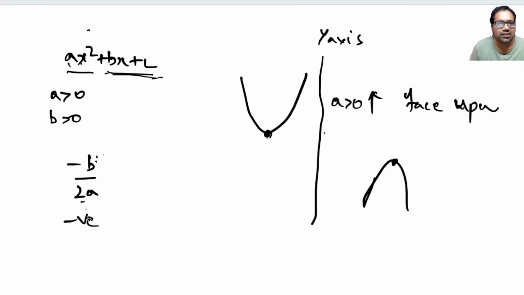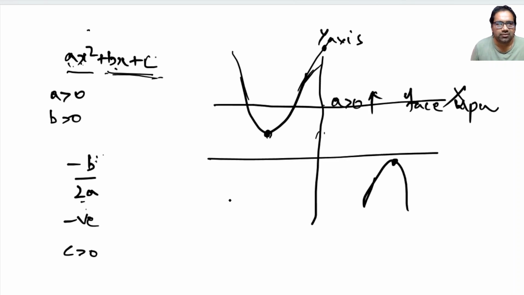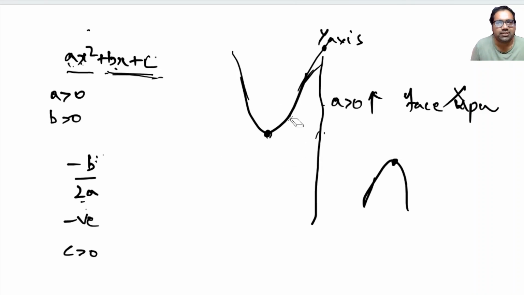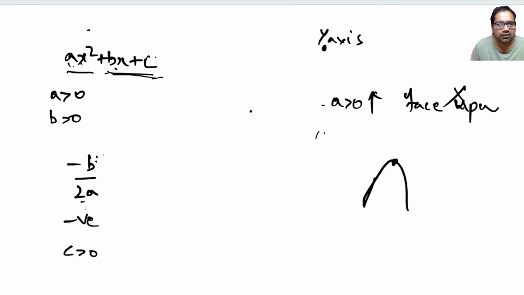Now c is greater than 0. That means, so what is c? When x equals 0, the graph is touching the y-axis at c. This is this point c. That means c is definitely above the origin. Then the x-axis can be like this or like this. So now what that means is, let's say if this is the x-axis and this is the y-axis, the graph can be like this.